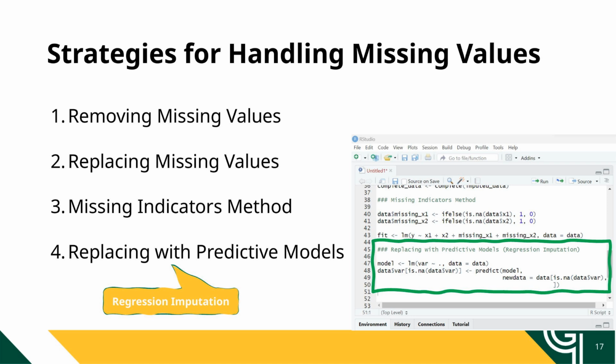To replace missing values using predictive models, determine which variables have missing values and potential predictors. Choose a model based on the variable type: linear regression for continuous, logistic regression for binary. Use complete cases, rows without missing values, to train the model. Apply the trained model to predict and replace the missing values in the dataset.